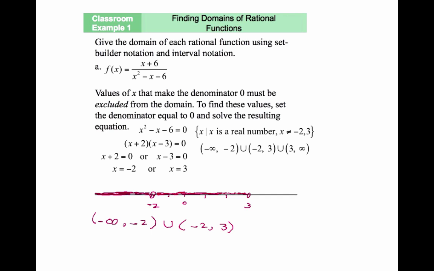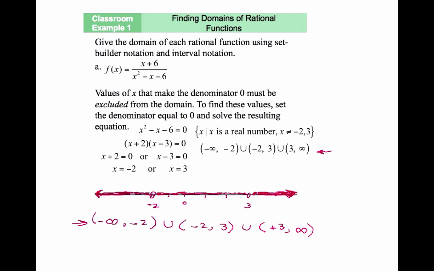Finally, I'm going to include all the numbers to the right of 3, because all the numbers are included right there. So the little arrows here. And then union. So it would be, again, parentheses, then 3, comma, positive infinity. This would be my interval notation. It shows the domain. That means we're including all the numbers except these 2 points.